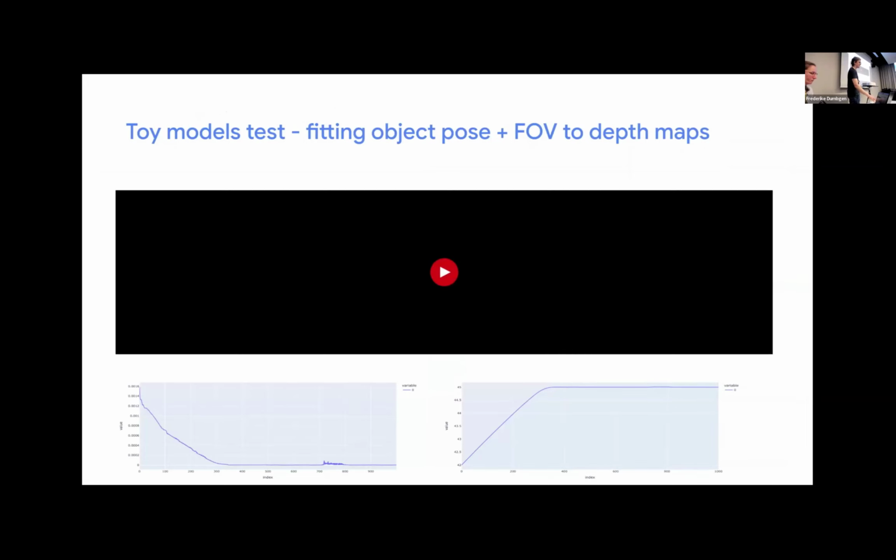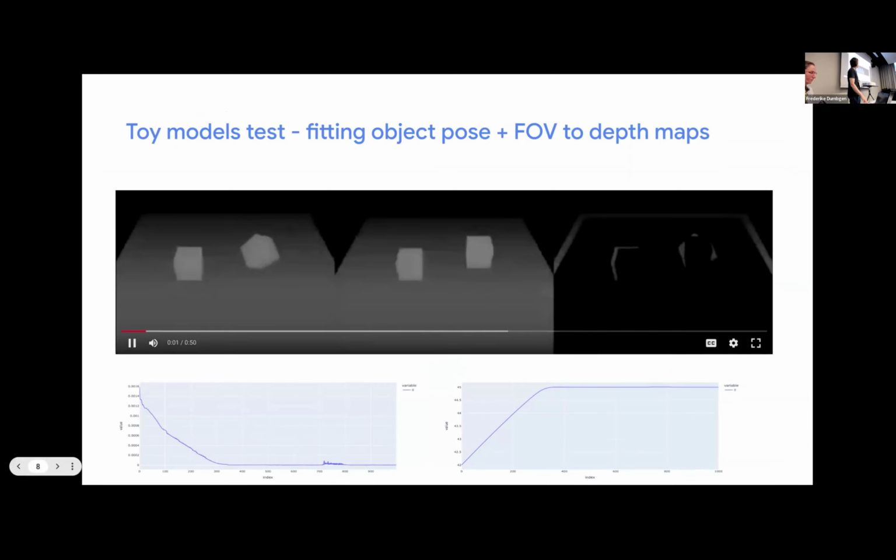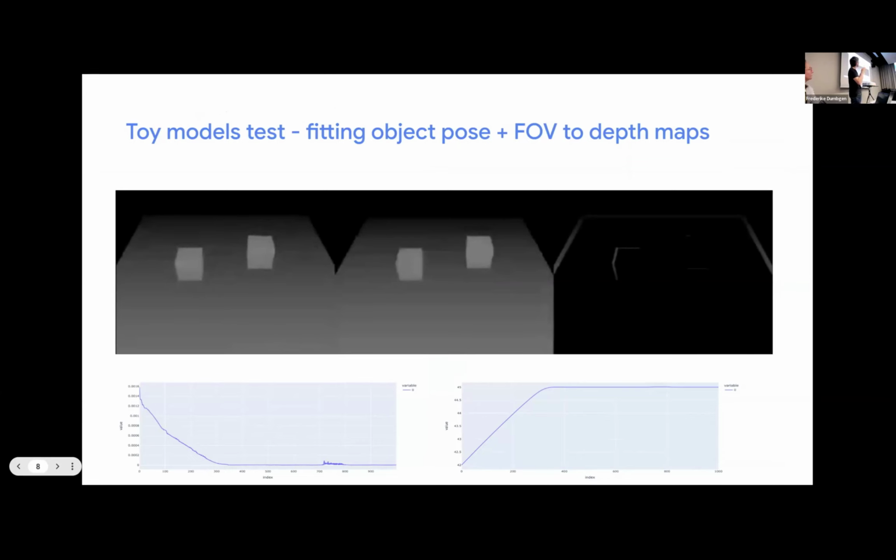I did some toy experiments really. It's very early days for this work, but I'm very excited about the potential of what we can do with it. So this is fitting object poses and field of view, I think, using depth maps as the supervision signal. So we can fit multiple parameters at once. Here we're moving six degrees of freedom, so the position and orientation of the cube, and the field of view of the camera.